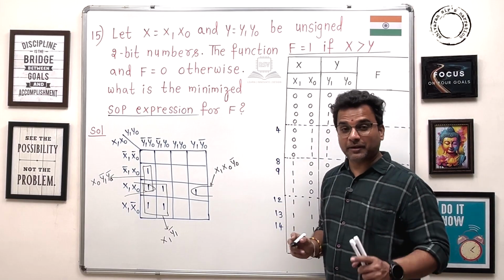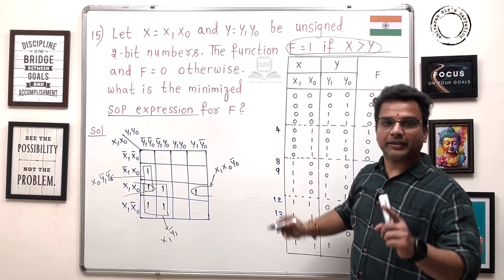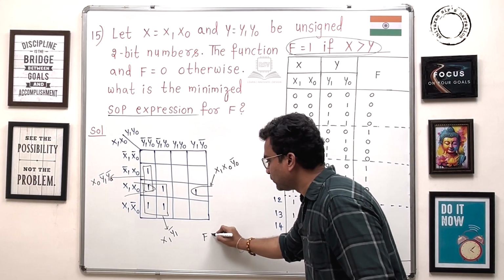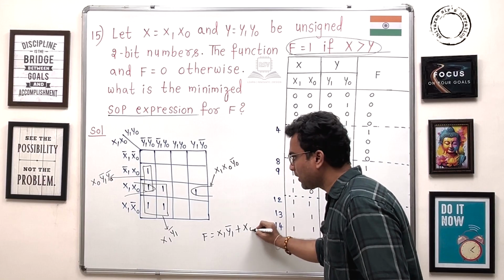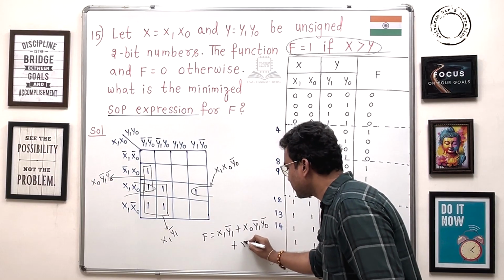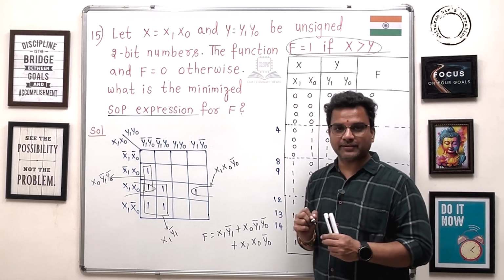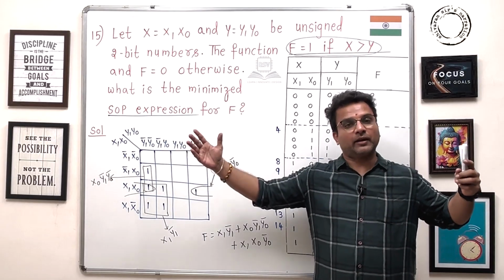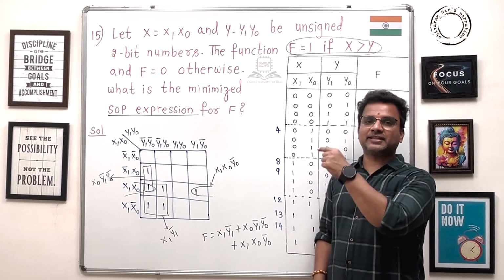y1 bar gets cancelled, it's y0 bar. Hence, guys, the minimized SOP expression as per the design requirement is f equals x1 y1 bar plus x0 y1 bar y0 bar plus x1 x0 y0 bar. This one, guys, is the minimized expression. In this way, if it is a big logical expression as per the requirement, you can minimize the design.